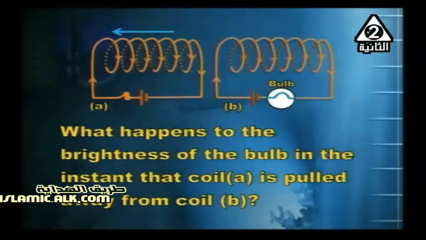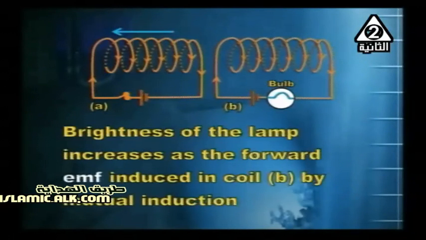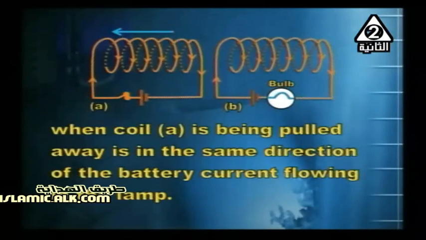So coil A is moved away from coil B. When this coil is moved away, this will induce an EMF. If the current induced in coil B is in the same direction as the current of the battery, brightness will be increased. So the brightness of the lamp increases. Why? Because the forward EMF induced in coil B by mutual induction, when the coil is being pulled away, is in the same direction as the battery current. So the brightness of the lamp increases.